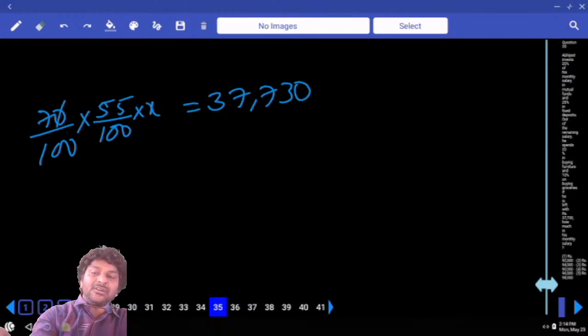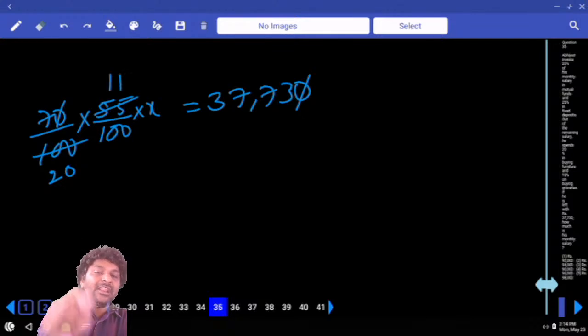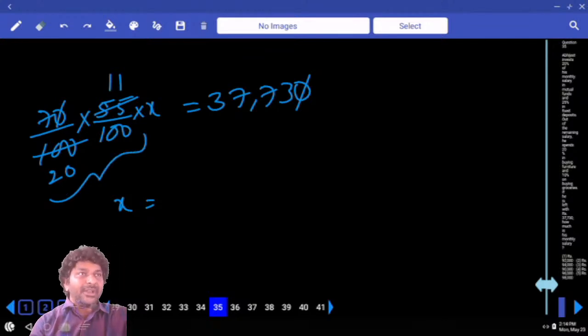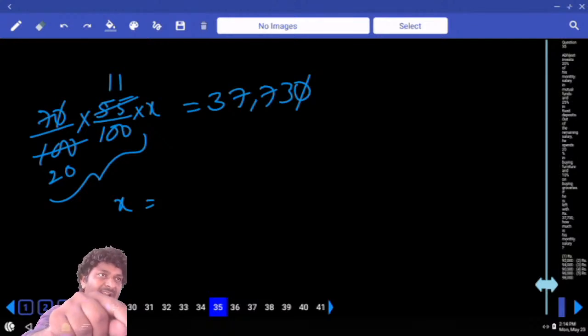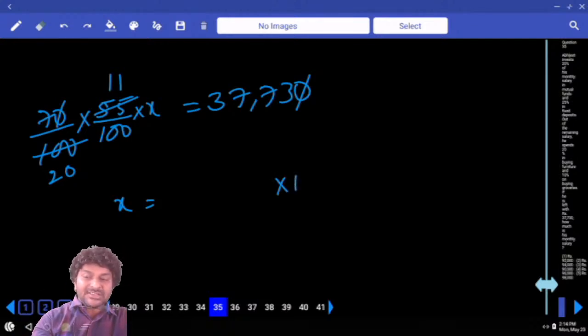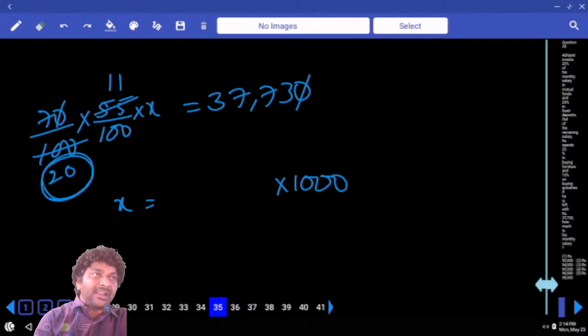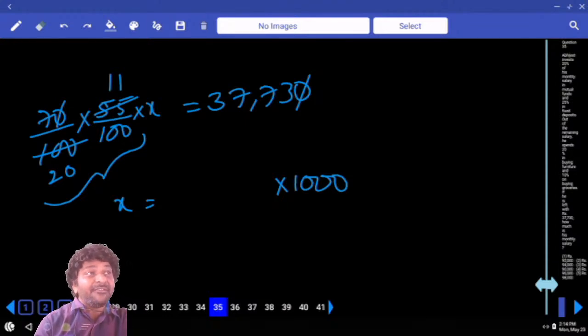Now 0, 0 cancel. 5 20 times, 5 11 times, correct? Then X is equal to, left hand side denominator, how many zeros are there? 3 zeros, that means 1000, right? I'll take that 1000 to the other side, into 1000 I will write, okay? And apart from 10, how much more we have here? In the denominator, actually what is our number? 2000. Out of 2000 we have written only 1000. How much is left? 2.